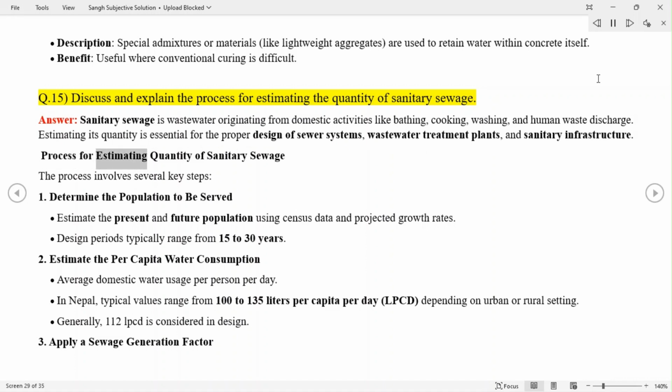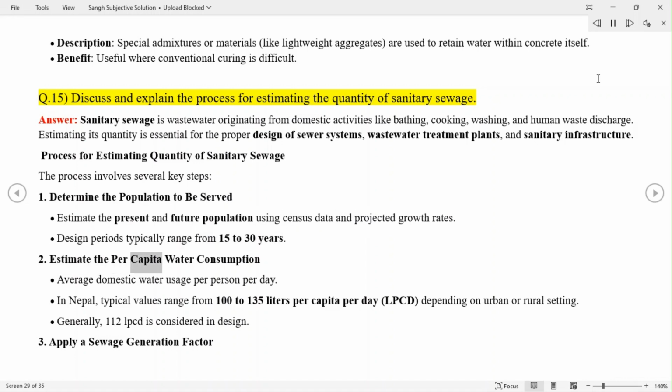Process for estimating quantity of sanitary sewage. The process involves several key steps. 1. Determine the population to be served. Estimate the present and future population using census data and projected growth rates. Design periods typically range from 15 to 30 years.